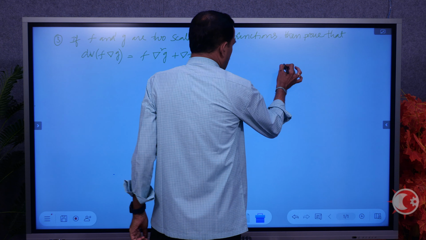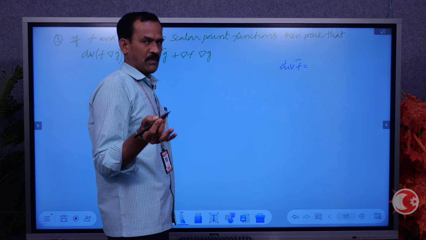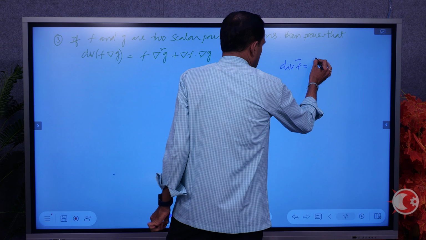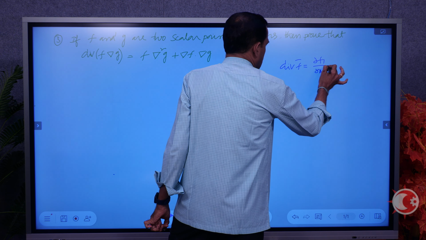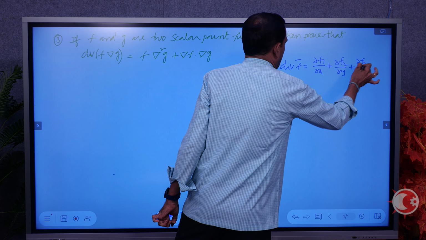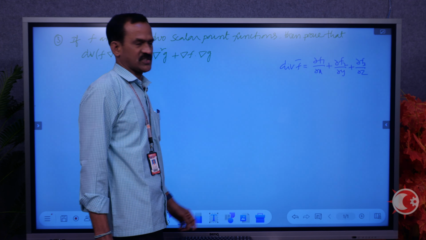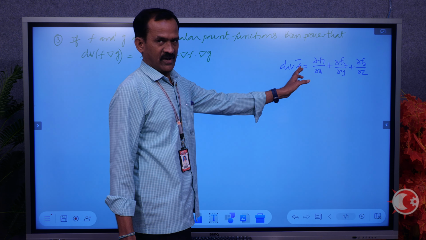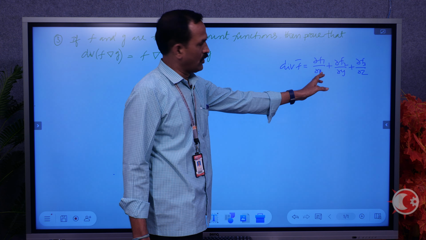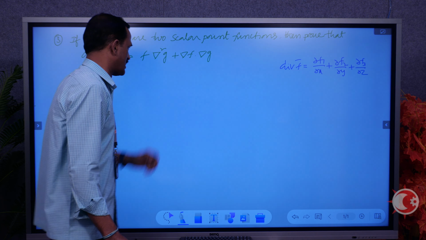So we have the basic formula, div f bar. If f bar is f1 i bar plus f2 j bar plus f3 k bar, then div f bar will be dou f1 by dou x plus dou f2 by dou y plus dou f3 by dou z. That is the formula to find divergence of the vector point function. That is the basic concept which we are going to use.